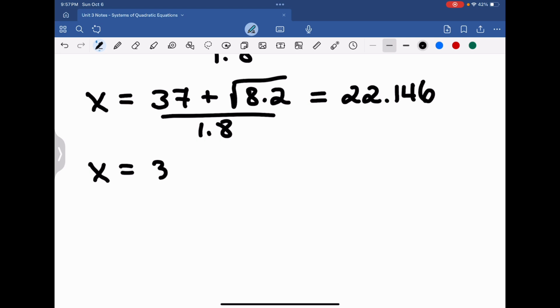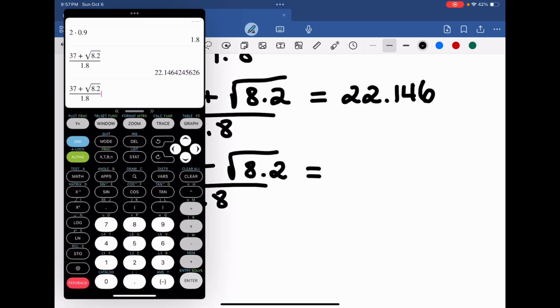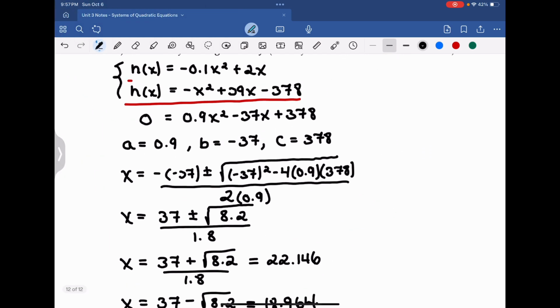My second one is going to be x is equal to 37 minus the square root of 8.2, because we got to do our plus and minus case. And the reason I'm erasing that is just to make it a touch neater. There we go, divided by 1.8. This is going to be equal to, in our calculator, we can just copy back that same piece. Casio's and TI's both do that function very well. I'm just going to swap out a positive for a negative here, and this is going to become 18.964. There we go.